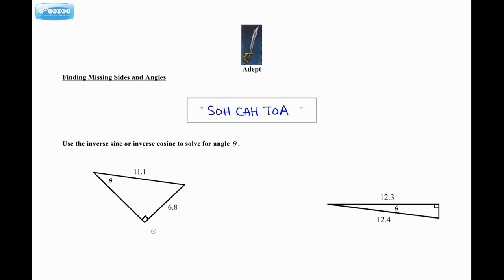All right, so in this example here, it's theta that we want to find. So we're trying to find the missing angle, and we were given two sides instead, so we have to choose which ratio to use, and I think we can do that pretty easily. 6.8, that is the opposite from theta, and the 11.1, that's the longest side, that is the hypotenuse. So opposite and hypotenuse, that's the sine ratio, O and H. So let's set it up.